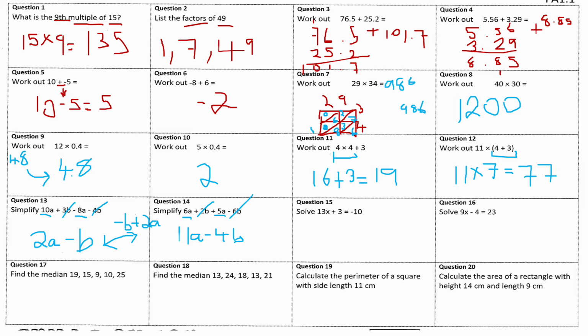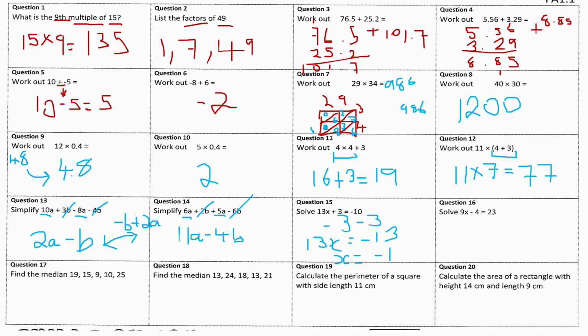Question number 15, guys. Solve this two-step equation. Well, if I subtract 3 on both sides, because I'm trying to get x on its own, I get 13x is equal to negative 13. Dividing both sides by 13, because 13x means 13 times x, or x times 13. So dividing both sides by 13, I get x is equal to negative 1, or x equals minus 1.